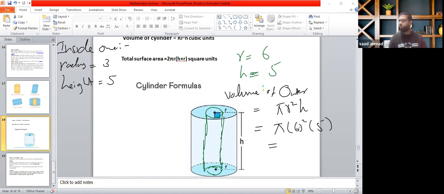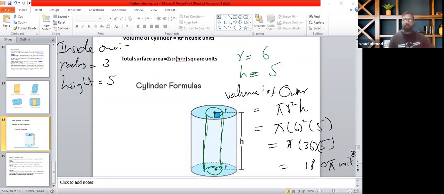So let's say it's pi times 36 times 5. 36 times 5 will be 5 times 30 is 150, and then 30, so 180, I believe it will be 180. So it will be 180 pi cubic units, unit cubed, because it's the volume.